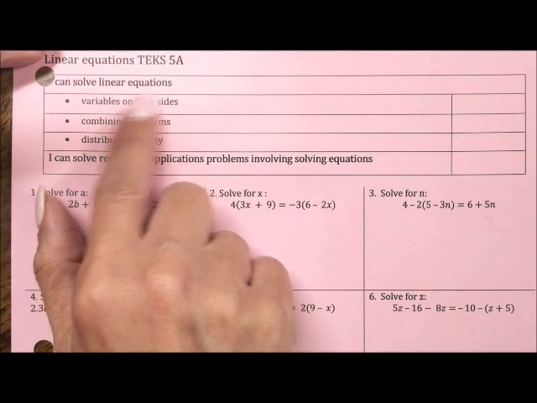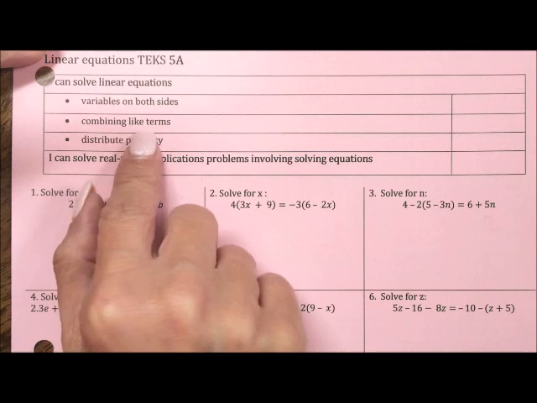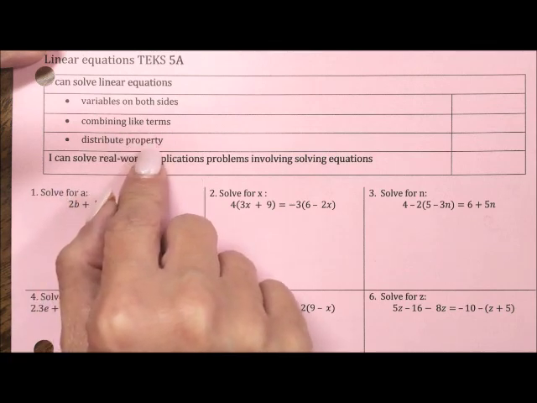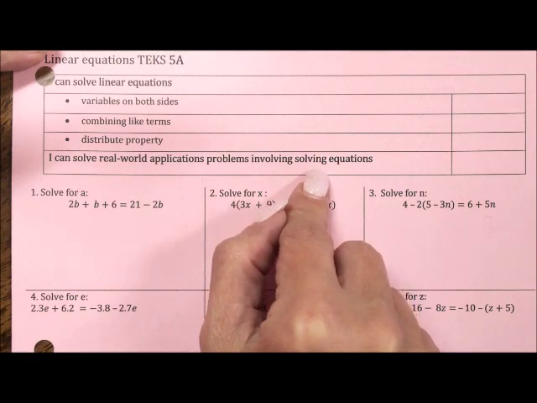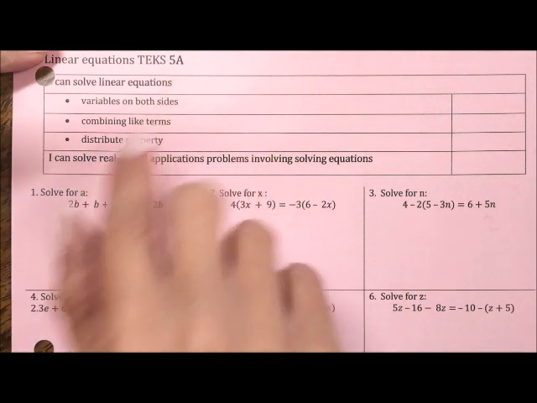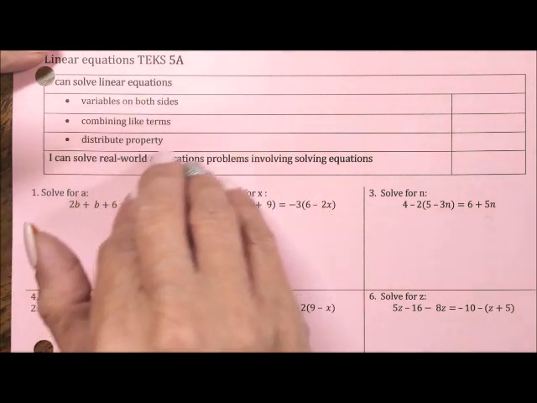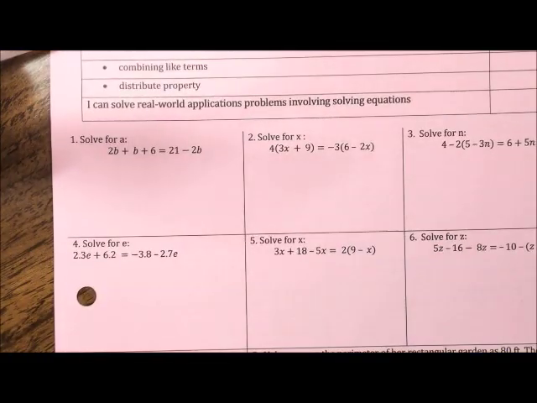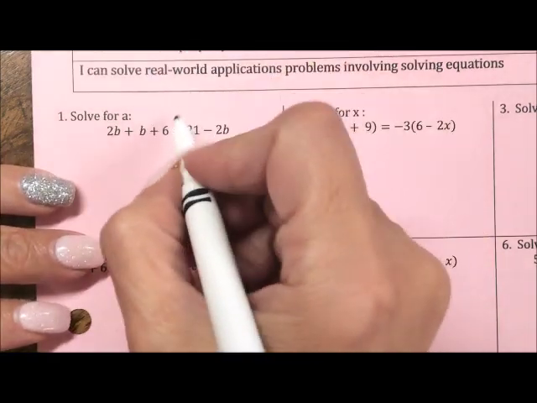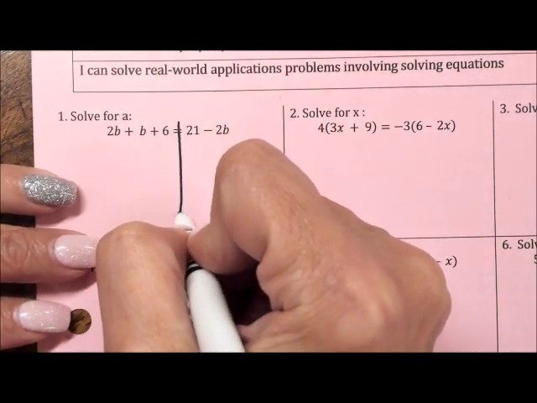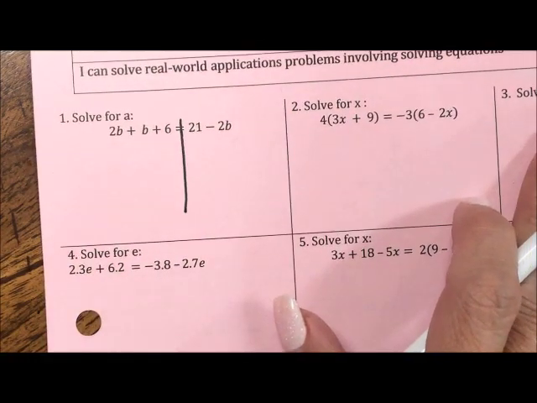We're going to solve linear equations with variables on both sides, combining like terms, and we're going to use the distributive property. And we're going to solve real-world application problems involving solving equations. Most of ours was focused on I can solve an equation. These are all like the little subcategories of that. So let's start off with number 1. Now I'm not going to solve all of them all the way. I will work on some of them, and then I will coax you through some of the other ones.